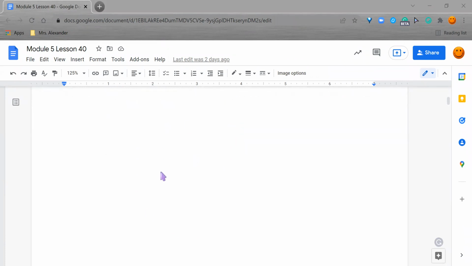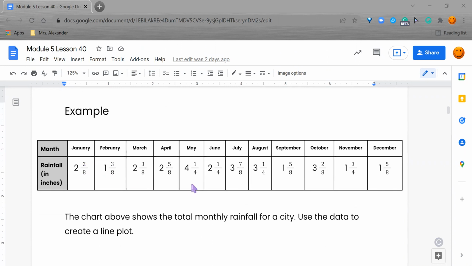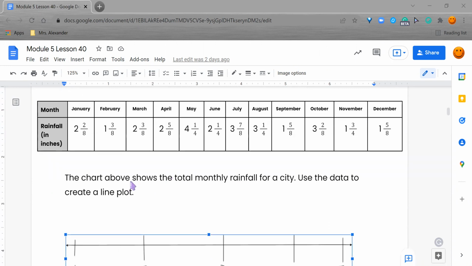If you notice, right here is usually where we have our steps. When it comes to word problems, sometimes it's not exactly the same steps for each word problem. So let's go look at our first example. Look, we have a chart, and it looks like we're dealing with rainfall in inches and months. So the chart above shows a total monthly rainfall for a city. Use the data to create a line plot.